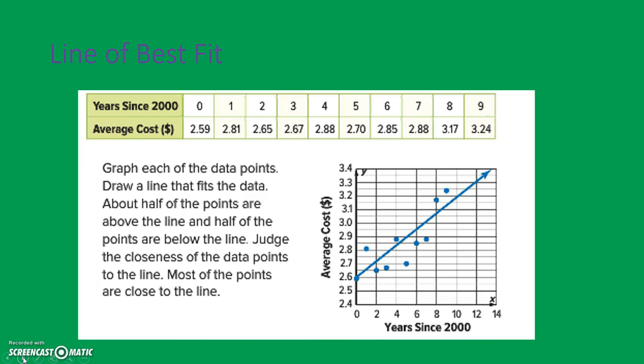Okay, so on to the next thing. You have your line of best fit. Now, in this situation, you would graph each point like a scatter plot, but then you would draw a line that fits the data. About half the points are above the line in this situation, half below the line. You would judge the closest points to the line. Most of the points are close to the line. That's in this situation only. It could be very different for others. But you would see here, you have all your points, you put them on, and then you would start the line from your first data point going up, or, yeah, going up or down.